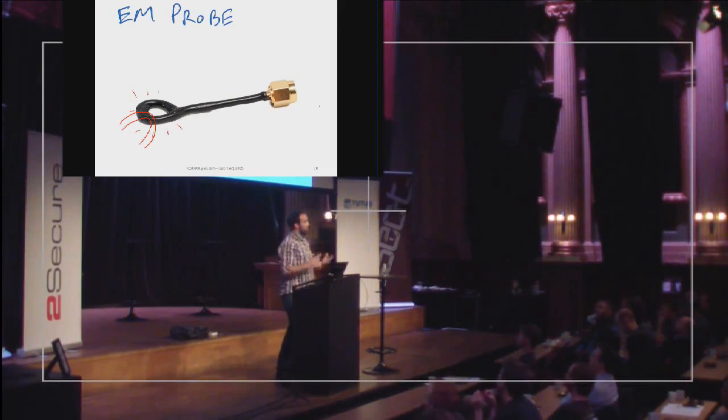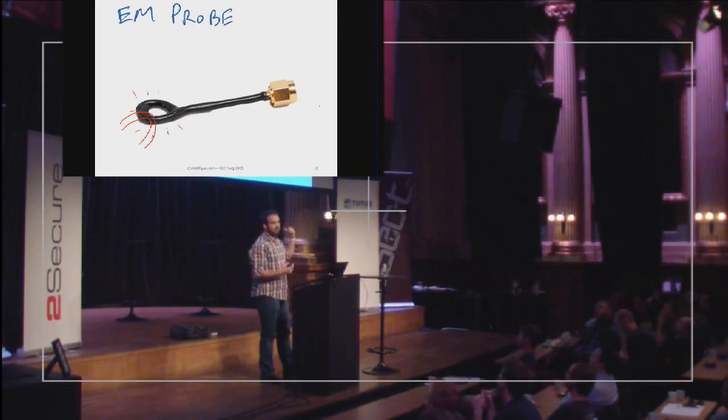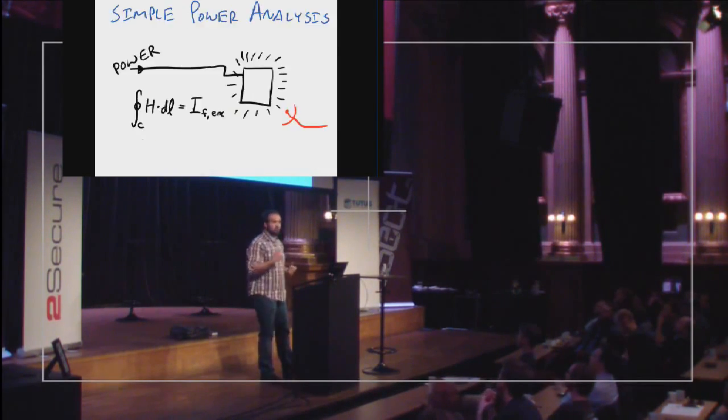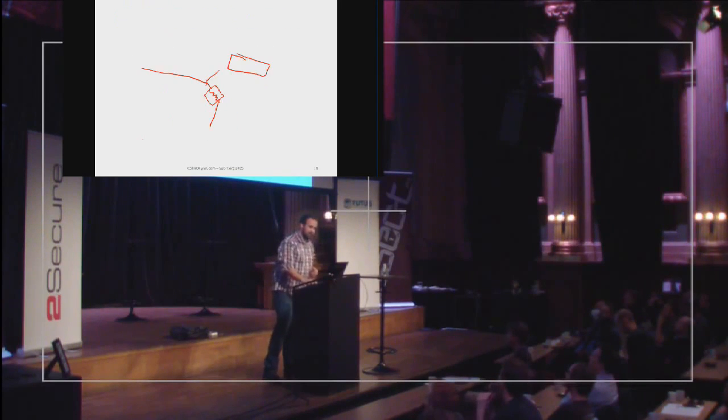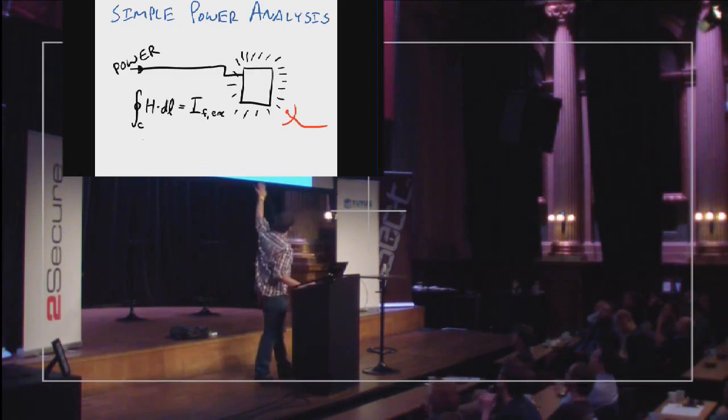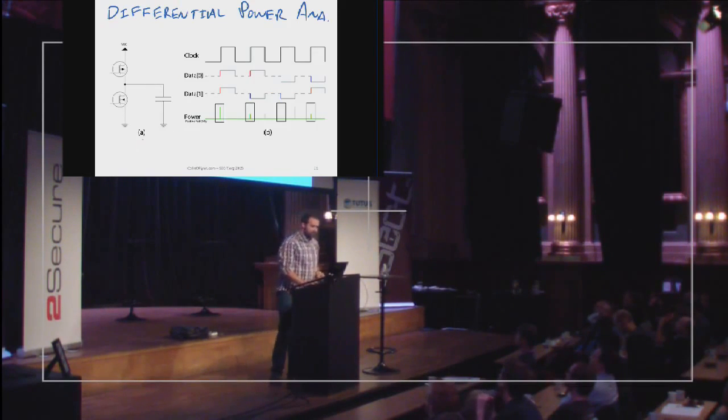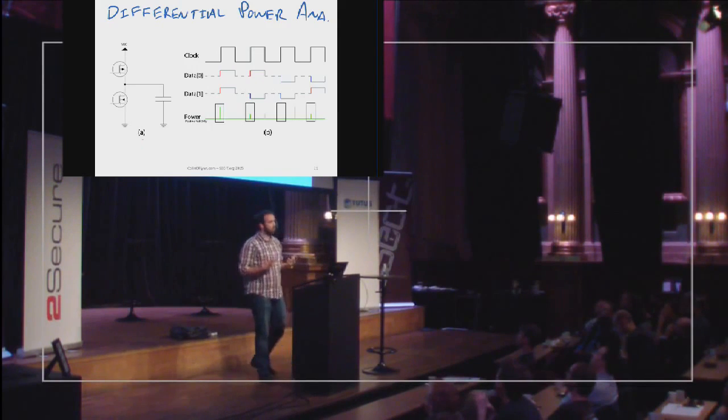It also means you can attack a BGA device, the ball grid array, where you can't lift the pins. You can't do this pin lift thing, wherever that photo disappeared from my slides for some reason. You could use the H-field probe. So that's how we measure the power.